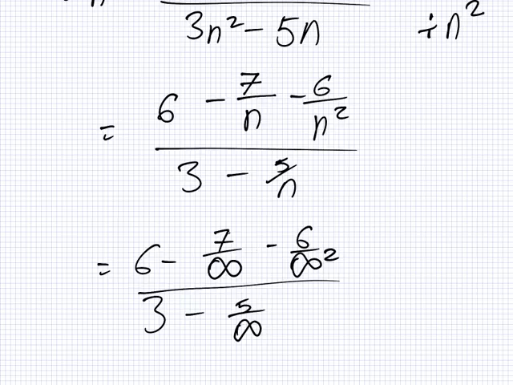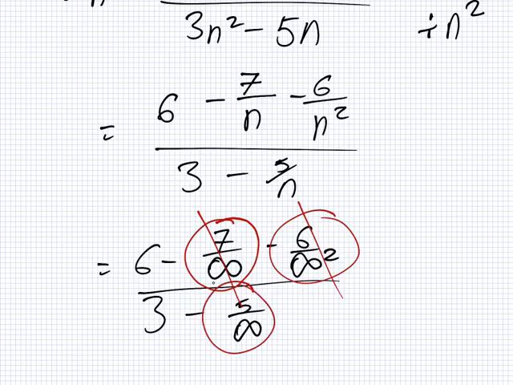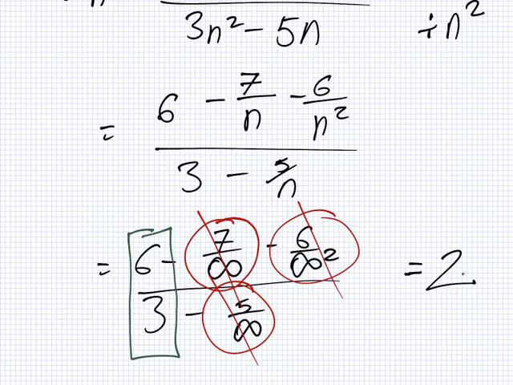If I have 7 divided by an extremely large number, what will this become? 0. 6 divided by a large number squared, definitely 0. And here, 0. So all of these become really unimportant as n gets large, meaning only the first numbers here really matter in the end, the 6 and the 3, leaving me with 6 over 3, which is 2, which is what we thought anyways.